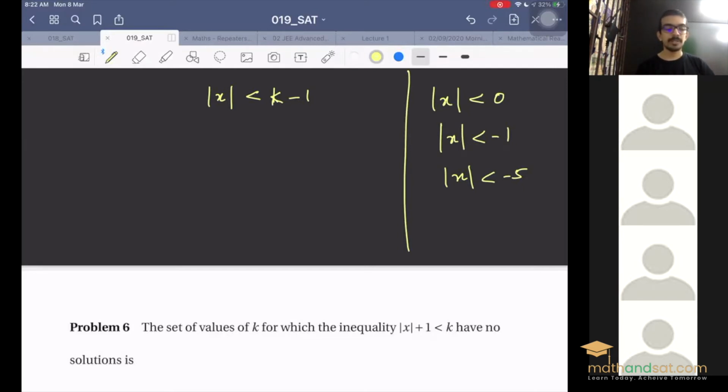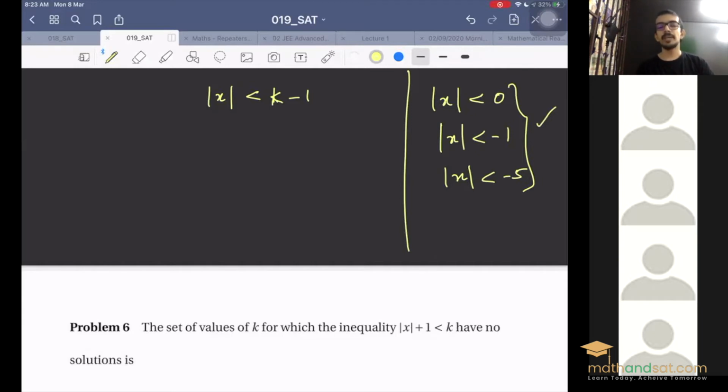So when I write mod x is less than 0, it has no solution. Similarly, if I have mod x is less than minus 1, it has no solution. If I have mod x less than minus 5, it has no solution. Is that point clear? Is this point clear to everyone? When I write mod x is less than 0, mod x is less than minus 1, there is no solution to the inequality. Is that clear? These examples.